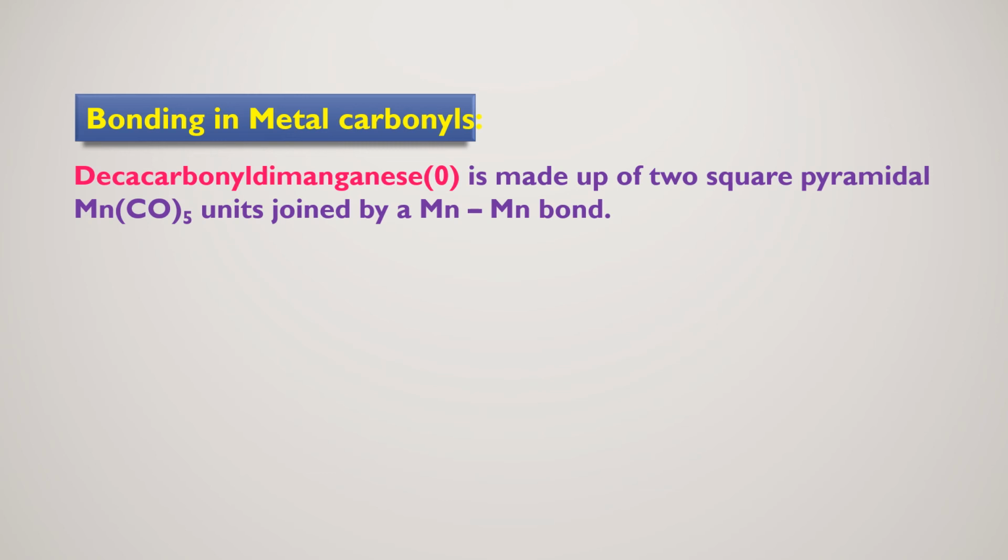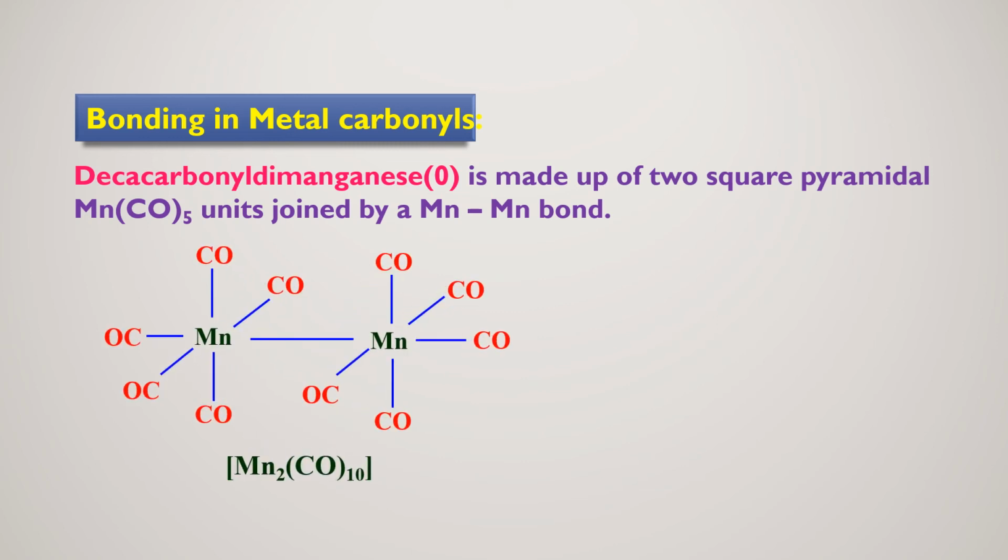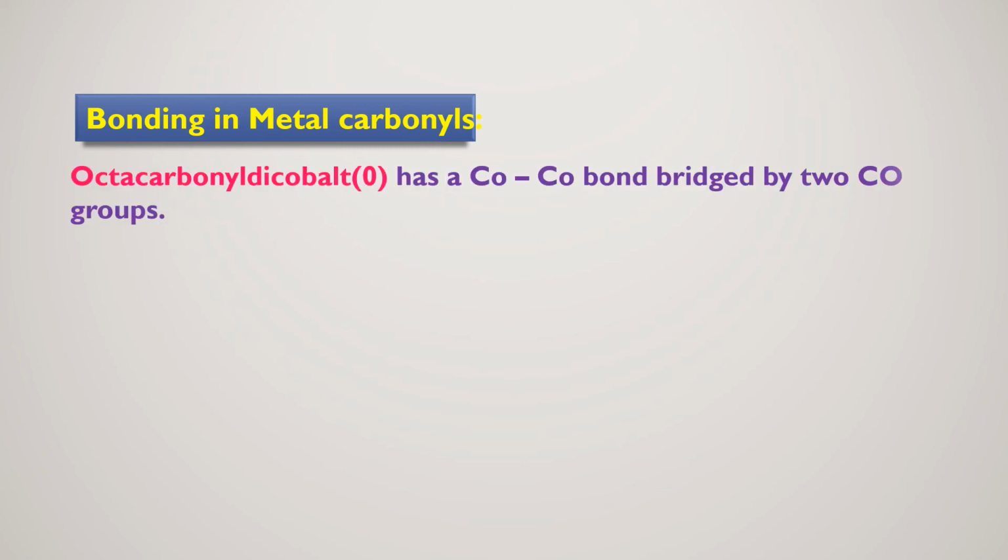Here two square pyramidal structures are joined together by a metal bond, that is, a manganese-manganese bond will be present. You can see. Then octacarbonyl dicobalt. Here also metal bonding will be there.